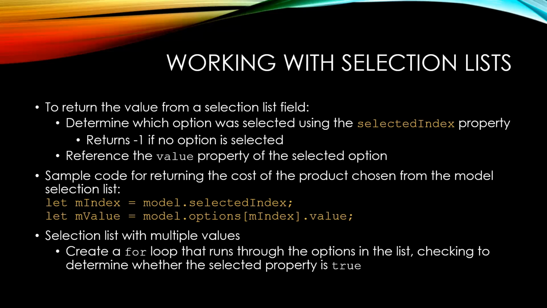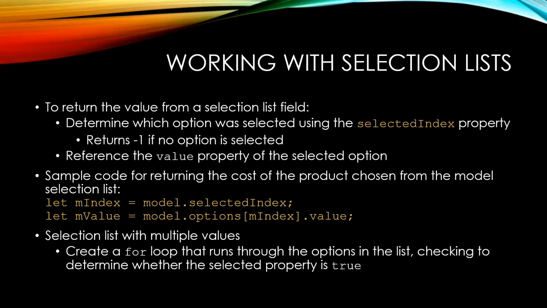So the user chooses the second value down. You're going to get the selectedIndex, and it's going to give you the index of 1 because we start at 0. So the second one down is going to be 1. And then we can say dot value, and it's going to give us the actual text of what's in there.